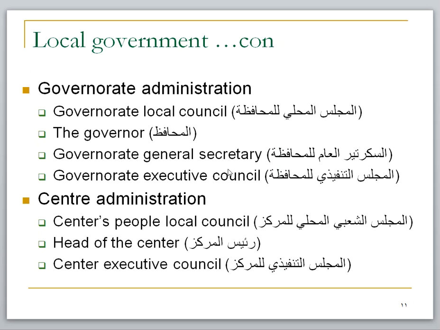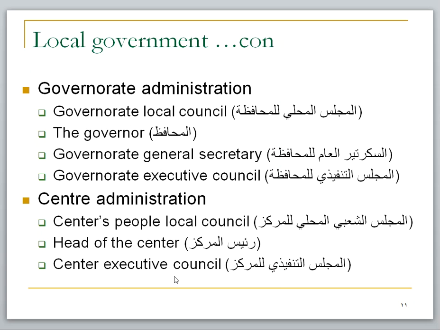Governorate General Secretary, which is the secretary general of the governorate, and the Governorate Executive Council, which is the executive council of the governorate. We will see the same structure for the center and then the districts and then the village. The central administration: we have the center people's local council, the المجلس الشعبي المحلي للمركز, which can be mapped here to the governorate local council, the head of the center, and the matching one at the governorate level is the governor.